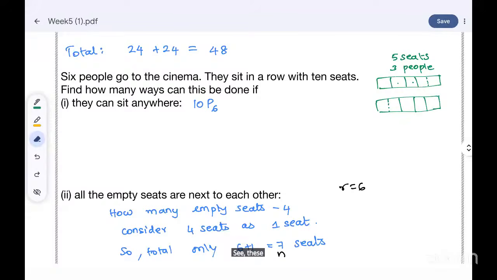These are the only possible ways in which this kind of seating is possible, where the empty seats are together. Are there any other possible ways in which the empty seats can be together? They can be in the middle also. If they are in the middle, then what happens?